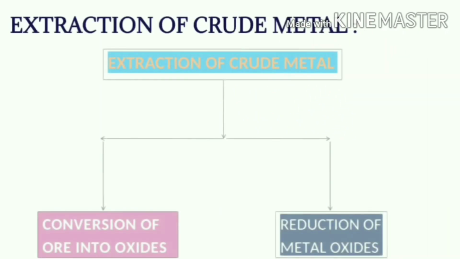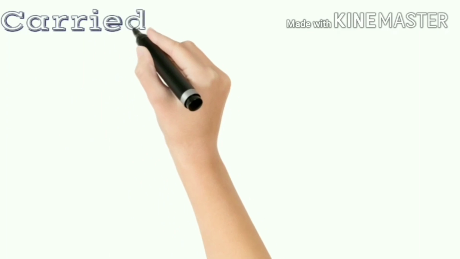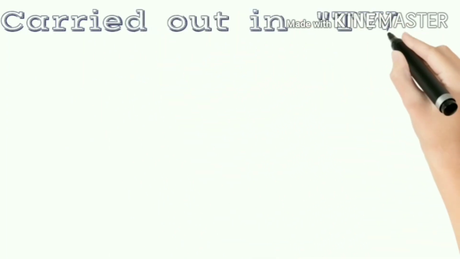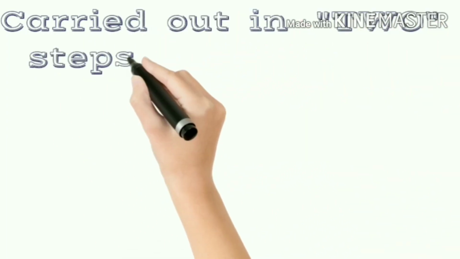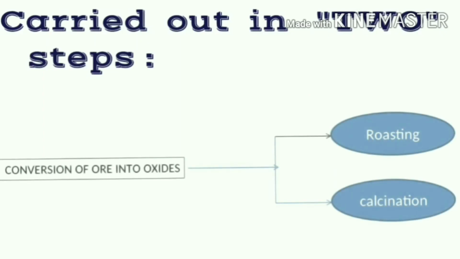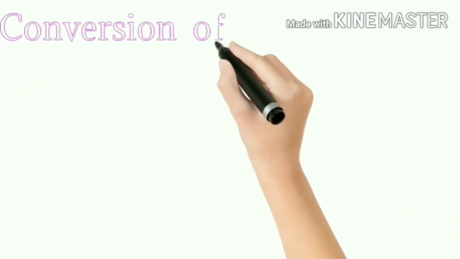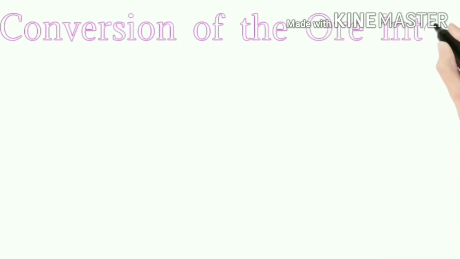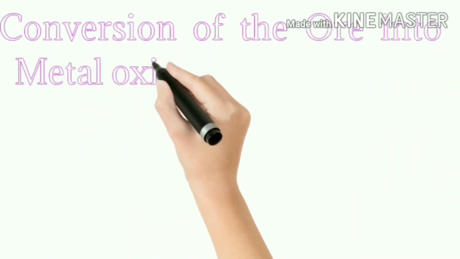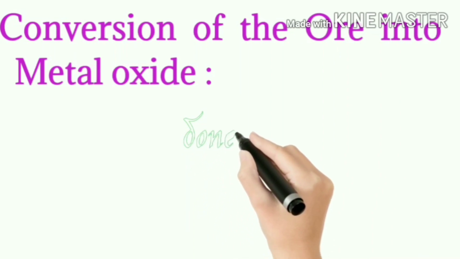For this conversion of ore into the pure metal, there are two steps. One is the conversion of the ore into a metal oxide, and the second is that the metal oxide should be converted into a metal. So ore cannot be directly converted into a metal. First the ore should be converted into a metal oxide, and then the metal oxide should be converted into a pure metal. So it is done in two steps.